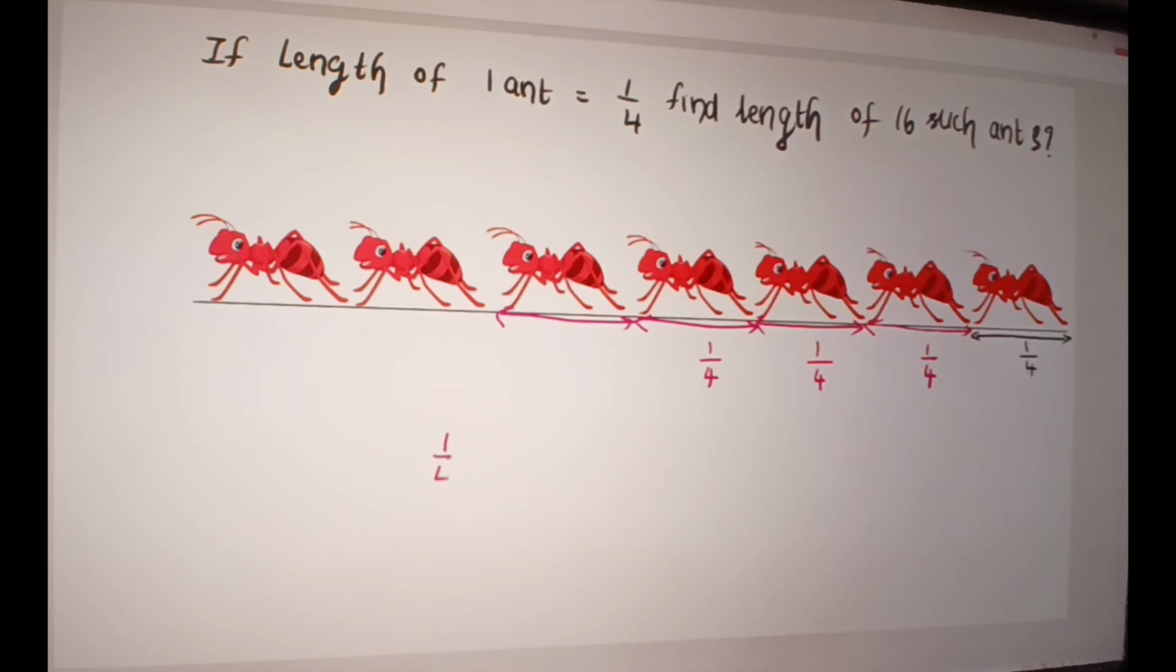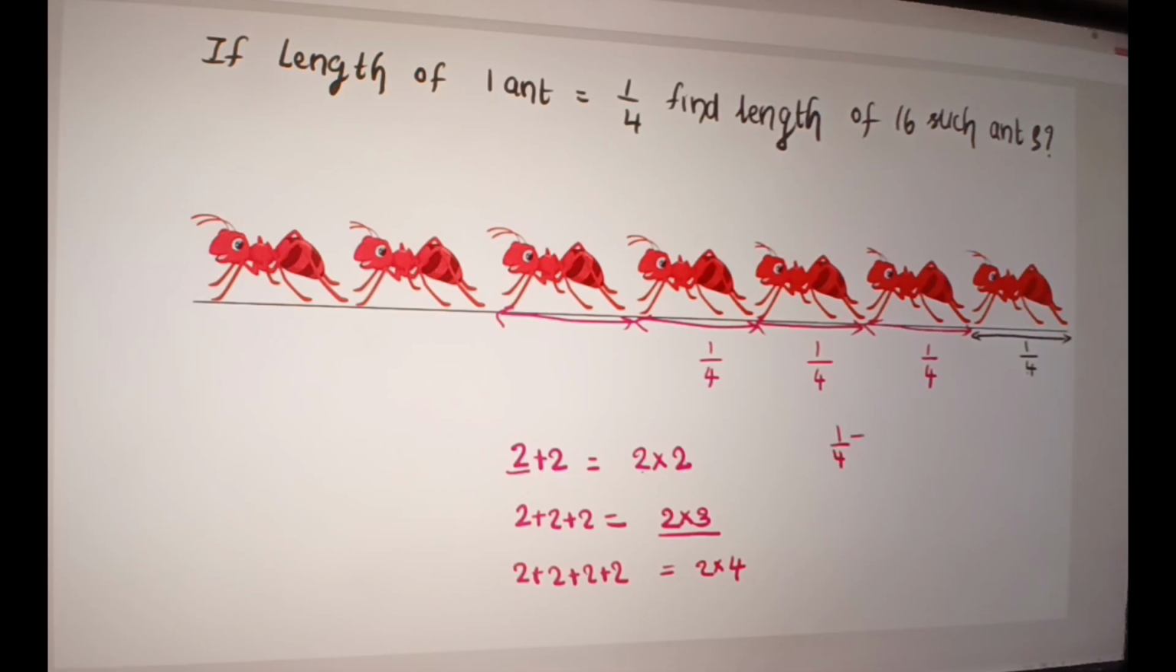So what you have to do, 1 over 4 plus 1 over 4 plus 1 over 4, like you have to write 16 times. So what does that mean? Writing that 16 times is like multiplying by 16. If you write 2 plus 2, 2 plus 2 is the same as 2 times 2. You are adding 2, 2 times. So 2 plus 2 plus 2 is the same as 2 times 3. You are adding 2, 3 times. So 2 plus 2 plus 2 plus 2 is the same as 2 times 4.